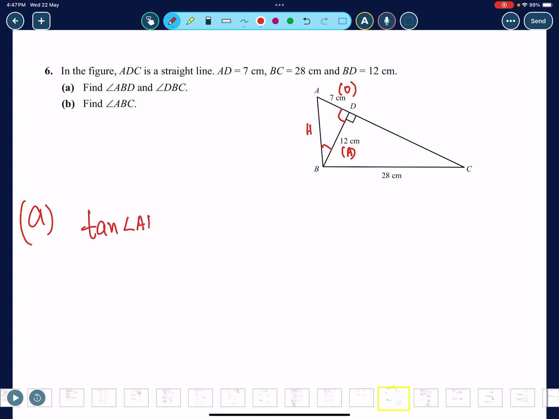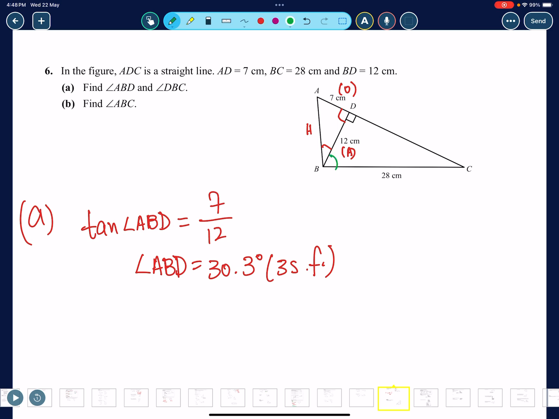Tangent angle ABD equals opposite 7 over adjacent 12. Angle ABD equals shift tan 7 divided by 12, that's going to be 30.3 degrees, 3SF. They ask you to find DBC now. DBC, that's this angle here. Now for that angle, this is a, wait. Yes, this is adjacent side and this is hypotenuse, opposite to the right angle.